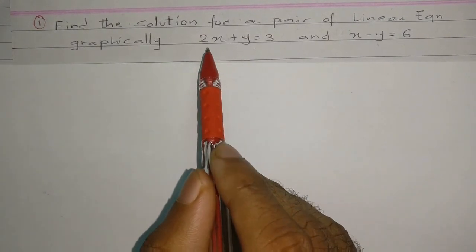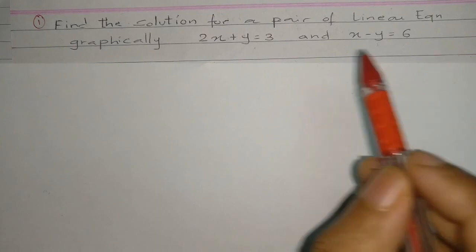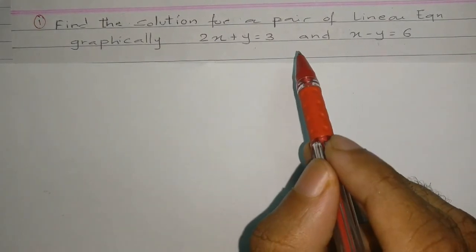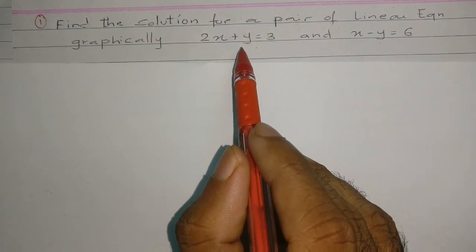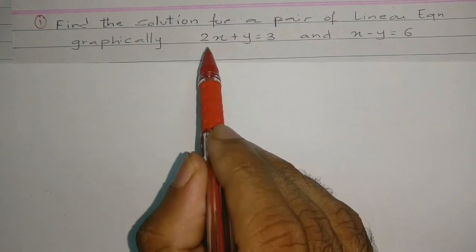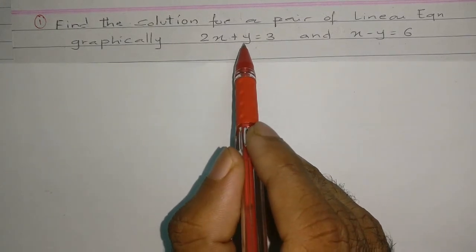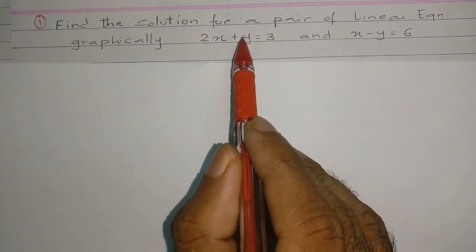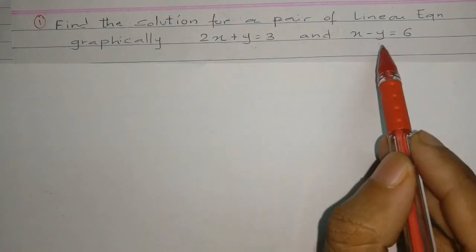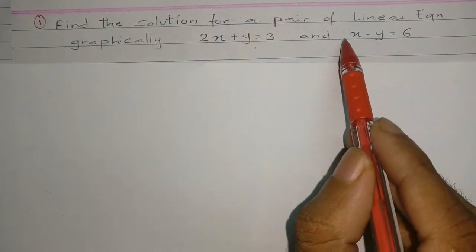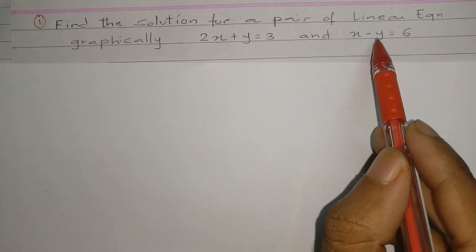Now, the two equations are 2x plus y is equal to 3 and x minus y is equal to 6. Now I need to plot them on a graph paper. So the first thing that you must look for in these equations is whether I have a variable whose coefficient is 1. In this case I have two variables, x and y. The coefficient of x is 2 and the coefficient of y is 1. So this is what I need to look out for. I need the coefficient of one of the variables to be 1. Similarly, in this case, I have my coefficient of x as 1 and coefficient of y as minus 1, and not just 1 but minus 1.